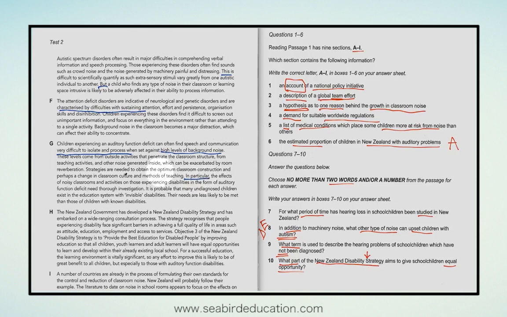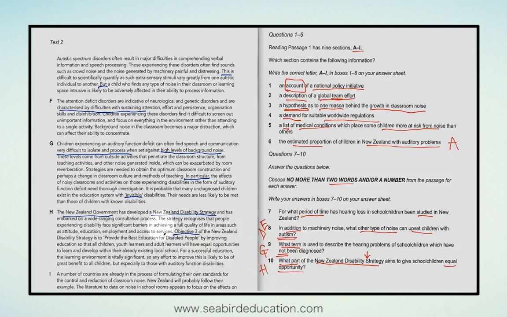In particular, as a hint phrase, invisible. We said something about invisible. Not being diagnosed. So let's just have a look at G perhaps because it might be related. The New Zealand government disability strategy, we've seen that before, so let's have a look at H for number 10. That's not the answer, we're just looking back at them. Has a wide-ranging consultation process. Okay. Objective 3.